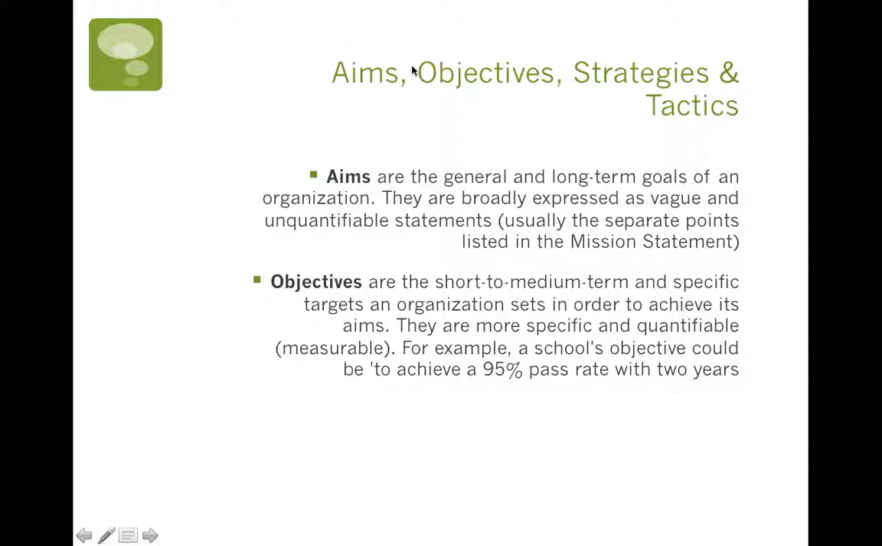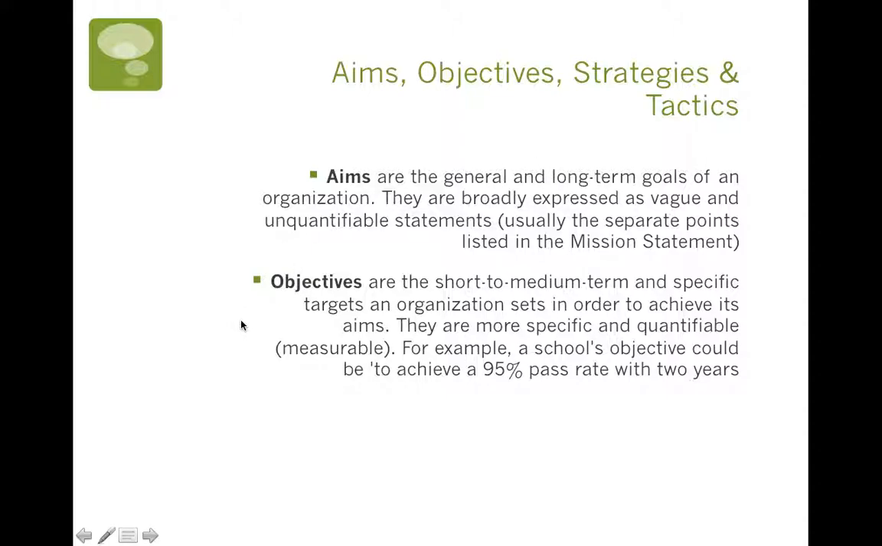That takes us on to aims, objectives, strategies and tactics. The aims, as I've just given you the example, are the long-term goals of the organisation. They're usually the separate points listed in the mission statement. So in the case of ISM, to enable students to become academically successful, that's an aim. To enable students to communicate in more than one language, it's an aim. They're long-term goals. They're very broad, okay, and they're a bit vague. There's no sort of time constraint. There's no sort of measurable output from them.